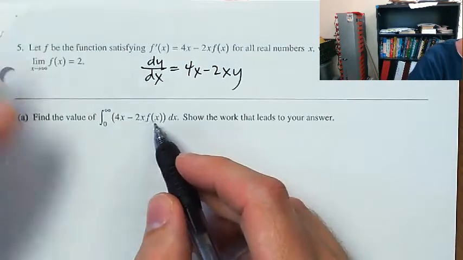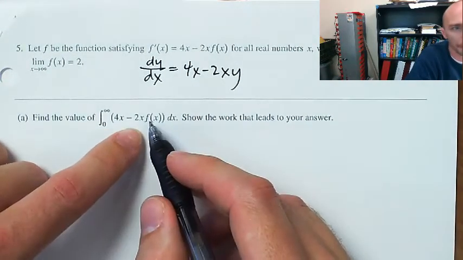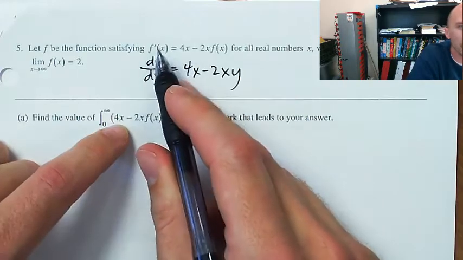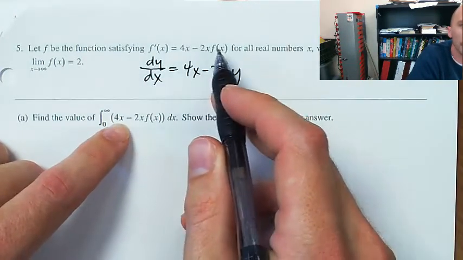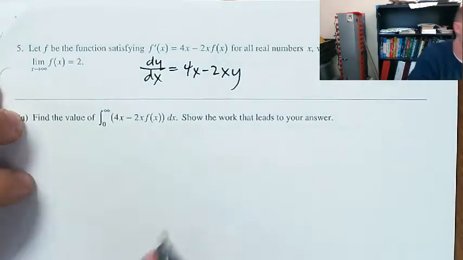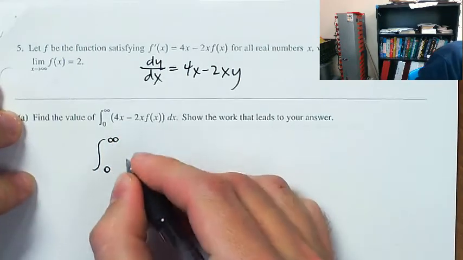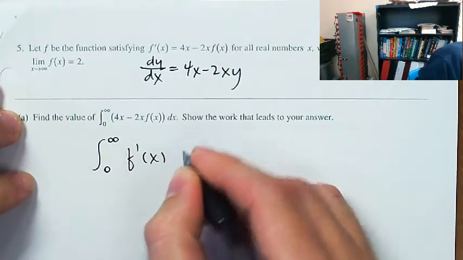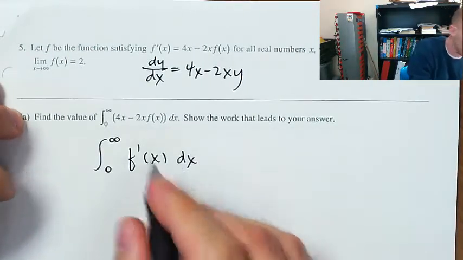Okay. Oh, wait, I was like, oh man, we're going to have to do this one with power rule and this one with integration by parts. But they just told me that f prime of x is equal to 4x minus 2x f of x. So this is actually going to be an easy question, right? Because now they're asking me for the integral from 0 to infinity of f prime of x dx. Okay, so we're going to take an antiderivative.